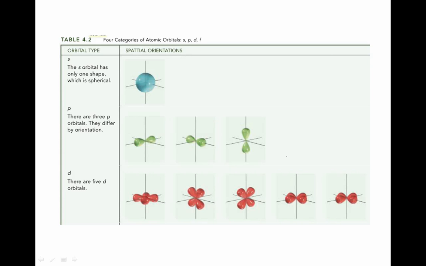Alright, so let's look back at this slide again. Remember, what did I call S, P, and D? Those were our subshells. And what did I call each of these shapes? Orbitals.